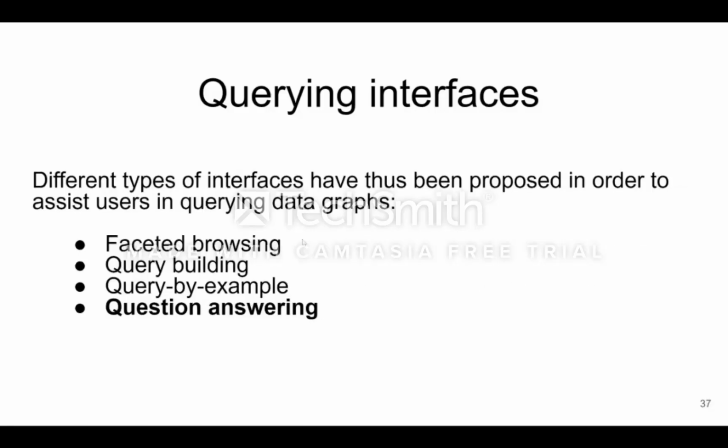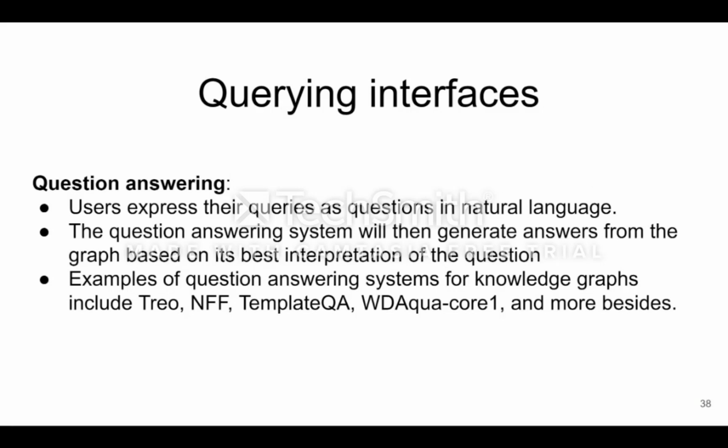And finally, I'm going to talk about question answering interfaces. Users express their queries as questions in natural language. For example, they might ask what food festivals will be held in Africa. The question answering system will then generate answers from the graph based on its best interpretation of the question. Here are some examples of question answering systems.